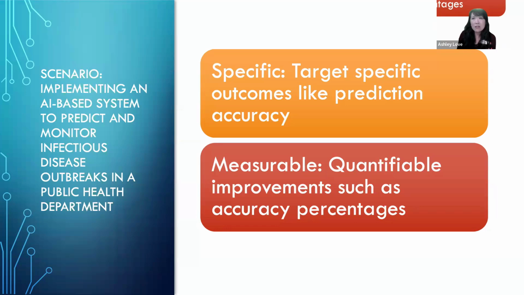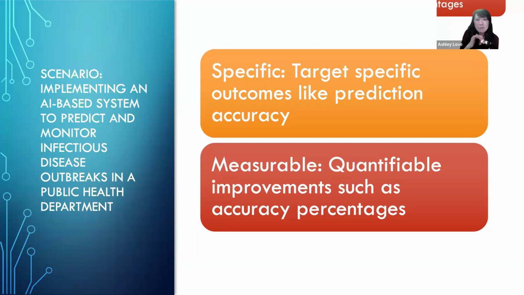So going back to our AI scenario with public health, the target specific outcome, like prediction accuracy. You want to be very specific, meaning I could have picked anything else. Oh, that people got better, in terms of there was a reduced disease burden in the population, but that might not be the best predictor.